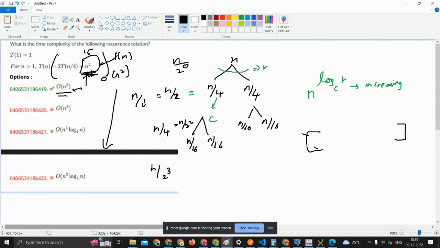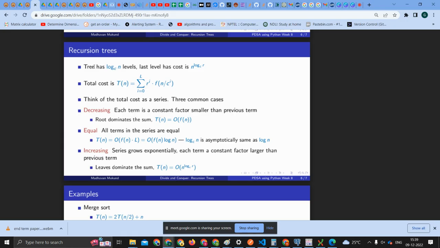You understand this point, right? Whatever I have told. n square is a higher term than the decreasing term. Even if it is n by 2, the complexity will still be big O of n. n by 5,000 is also going to be a complexity of big O of n. So that's for decreasing.